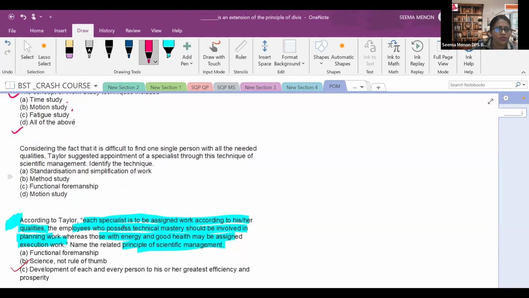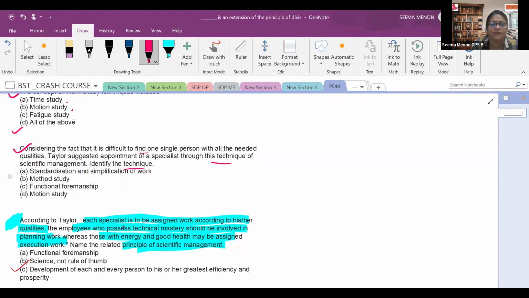Coming back to one more question. Considering the fact that it is difficult to find a single person with all the needed qualities, Taylor suggested appointment of a specialist through this technique. As per which technique of scientific management? Identify the technique. I taught you 2 techniques: work study, and another technique, which we discussed yesterday, functional foremanship.